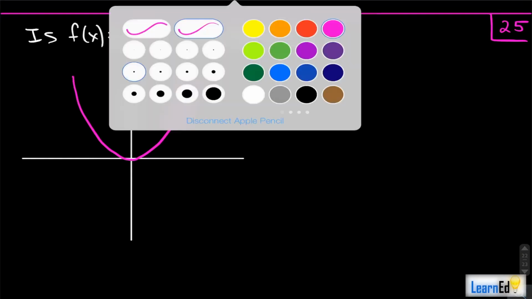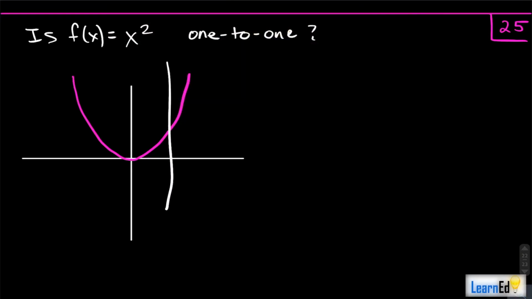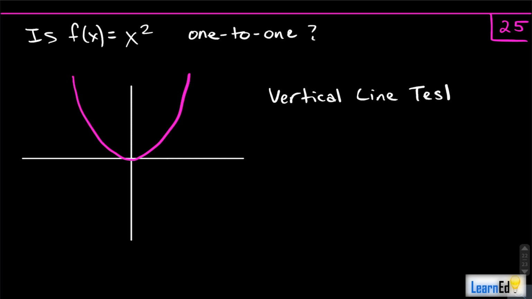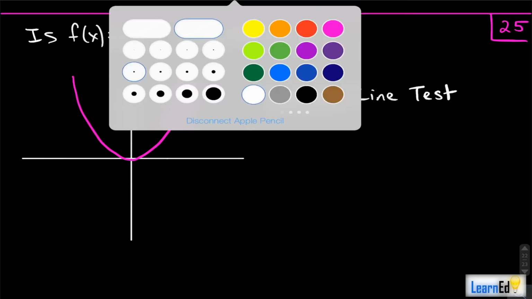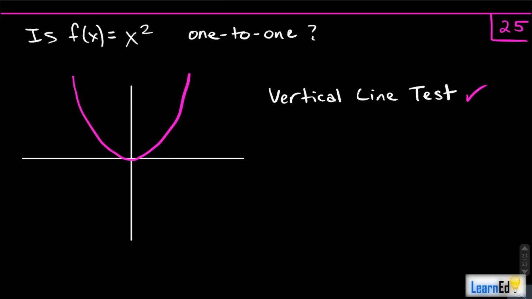So what does that mean? If you draw any vertical line through this graph, this is the vertical line test, it shouldn't touch the graph more than once. So, does it pass the vertical line test? In this case, yes, because there's no vertical line you could draw through this that will touch this pink line more than once.